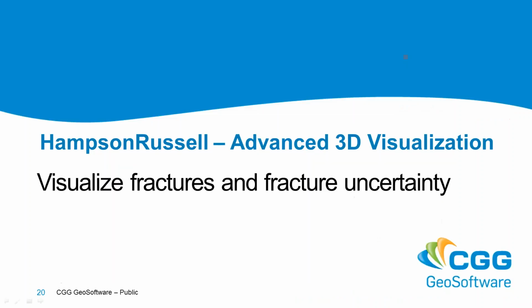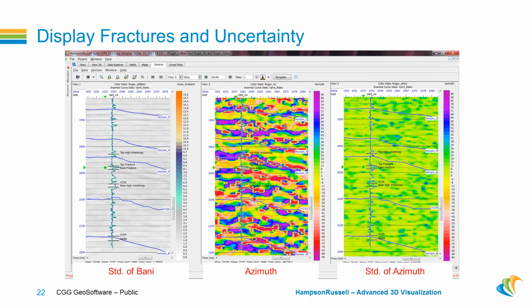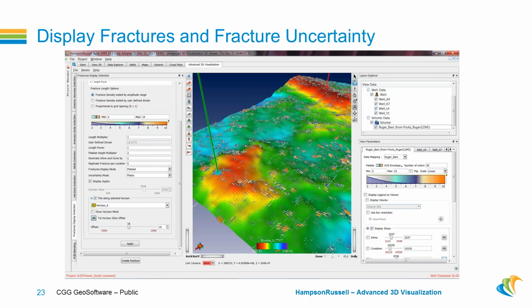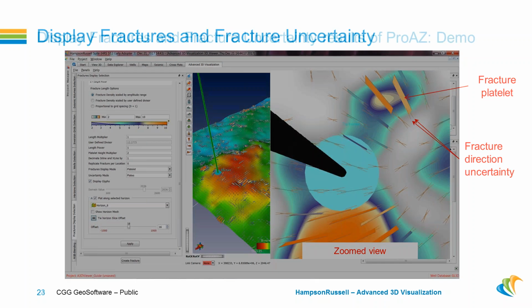Okay, the fractures coming from the ProAZ analysis. We want to visualize fractures and the fracture uncertainty. On the left-hand side, you see the B-ANI, which is an anisotropic gradient from the Ruger analysis in ProAZ. ProAZ will also calculate the standard deviation of the B-ANI, the standard deviation of the azimuth, and the azimuth itself for the fractures. So we are going to create a display like this and visualize the fractures using that information. We can also visualize the fracture uncertainty using fracture whiskers or platelets.